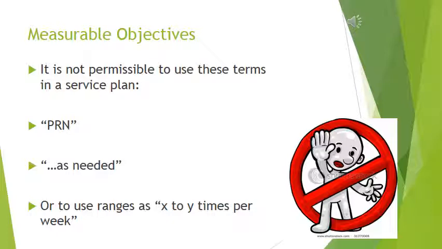Other things to keep in mind is that measurable objectives don't say PRN. It has to be specifically when it will occur and how it's going to be measured. Also, you don't want to say as needed, because that's not very measurable. And if you use ranges, X to Y times per week, you need to be a little bit more specific than that, and either settle on a time like 3 times a week or 4 times a week rather than a range.